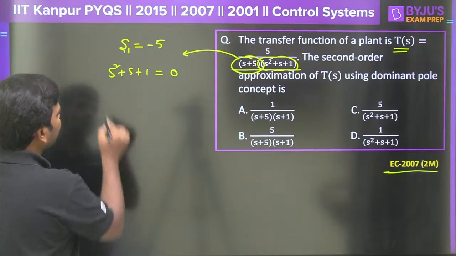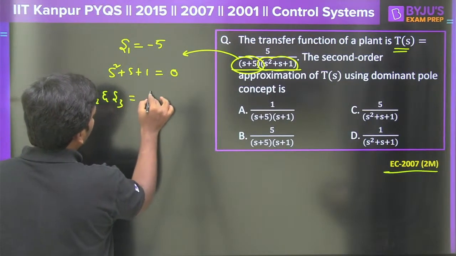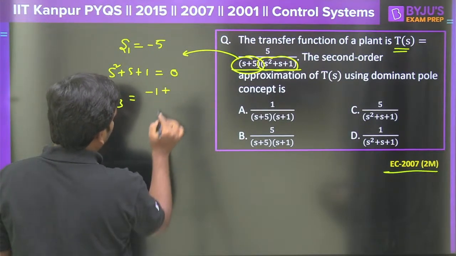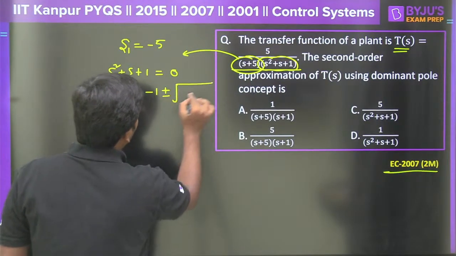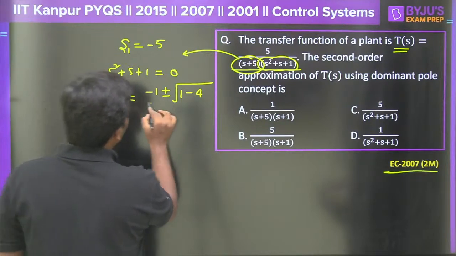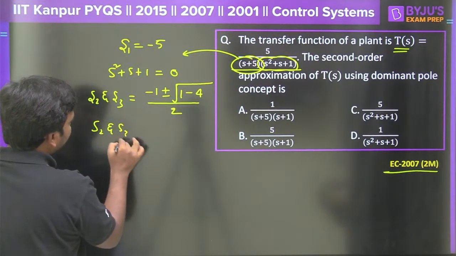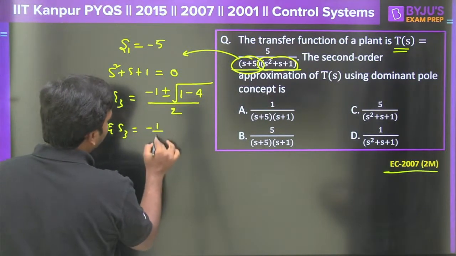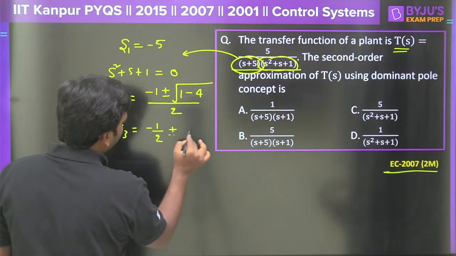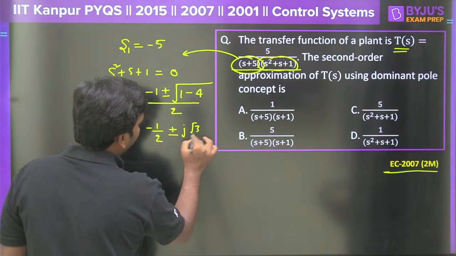Right? So what are the poles we are going to get? Let me call these S2 and S3, which is equal to -1, of course, plus or minus under root of b square minus 4ac, divided by 2a. So what are these two poles, S2 and S3? That means the remaining poles are going to be -1 by 2 plus or minus j into root 3 by 2, correct?